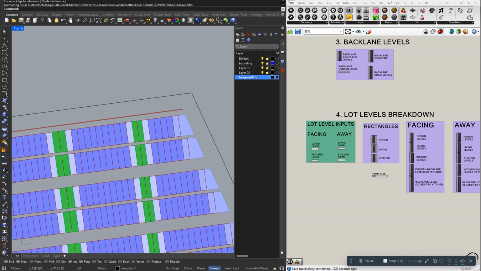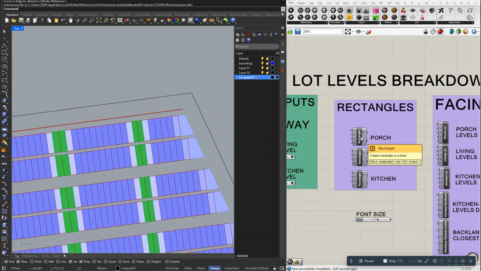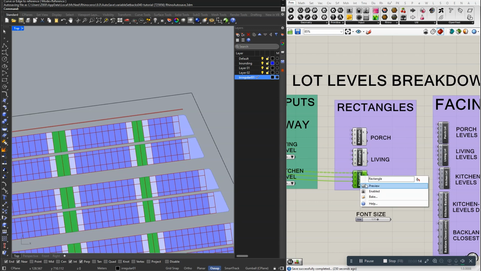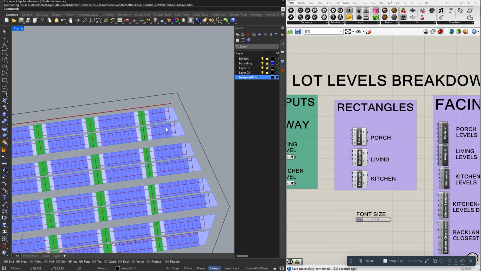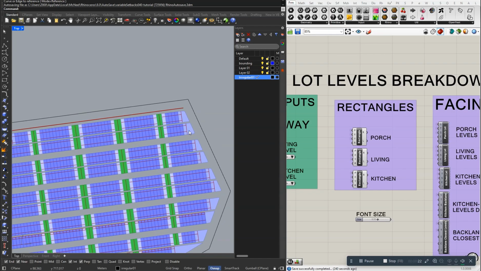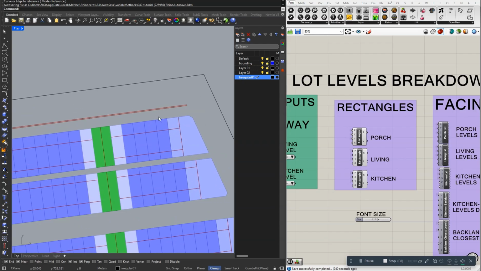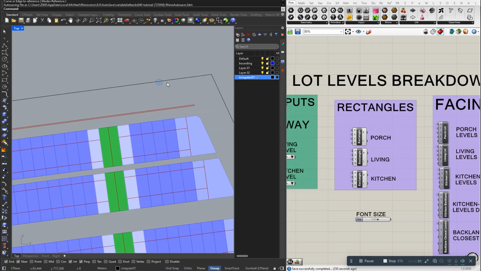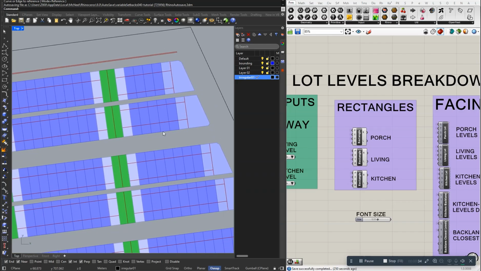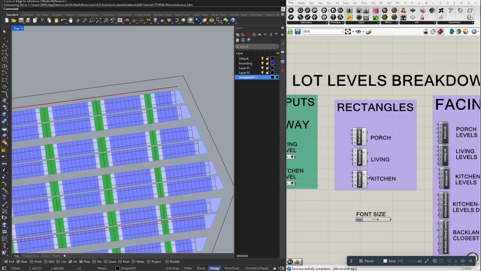Next is the lot levels breakdown. Each lot is divided into 3 areas: the porch in the front, living in the middle, and kitchen at the rear. Now, the rows are divided into 2 categories. The ones that are facing the reference edge, meaning the lot frontage is facing the reference edge, in this case this edge of the site, and the ones that have their porch or lot frontage facing away from the edge, which is this one. Okay, we'll see why in a moment.